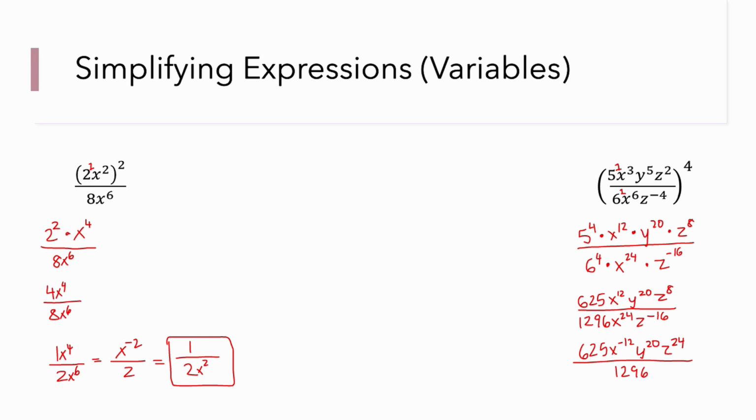Now, we have our simplified version, except we have negative exponents in here. So we need to move the negative exponents to the denominator. X to the negative 12th is a negative exponent, so we move that to the denominator, and we get 625 y to the 20th, z to the 24th, over 1296 x to the 12th as our final answer.